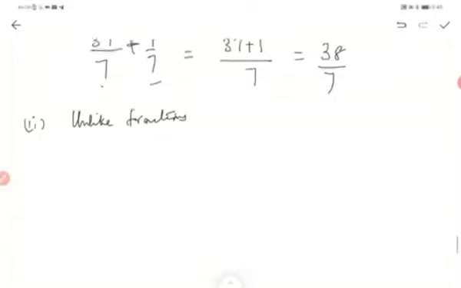Okay, so I have one like this, 2 by 3. We need to add these: 2 by 3 plus 1 by 4. How to do this? You will take the LCM of these two, 3 and 4. What is the LCM of 3 and 4?